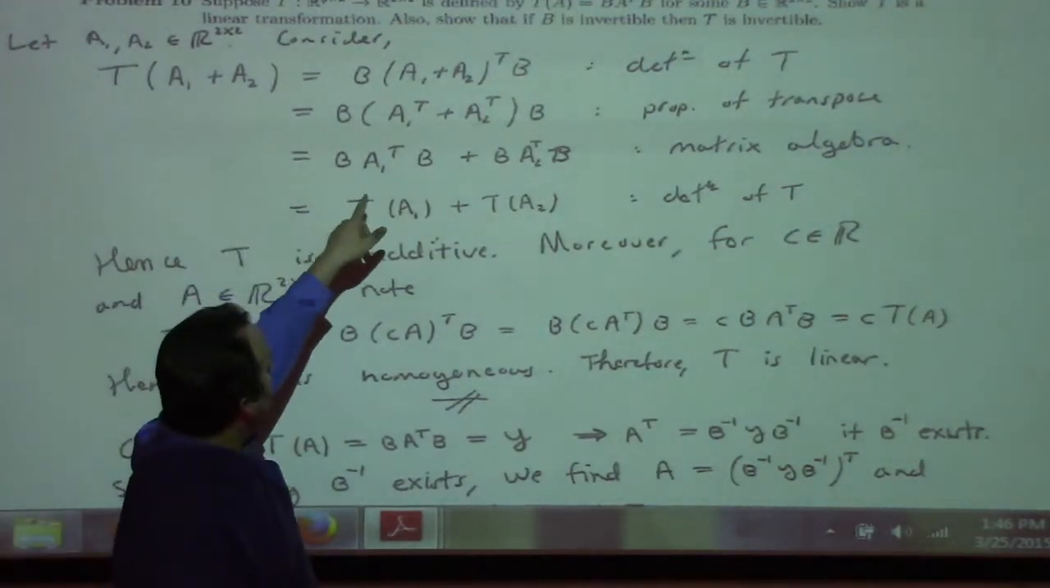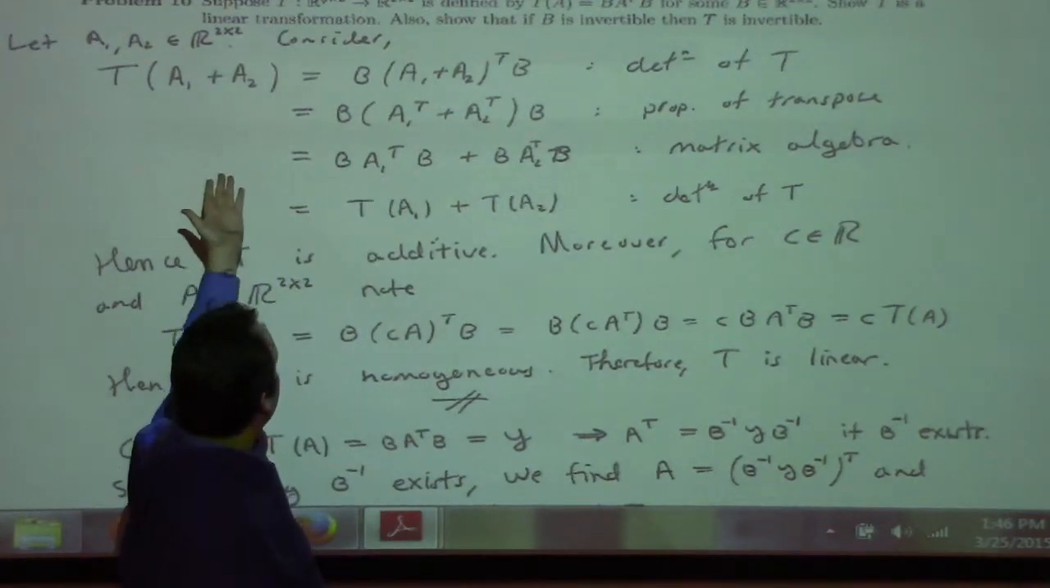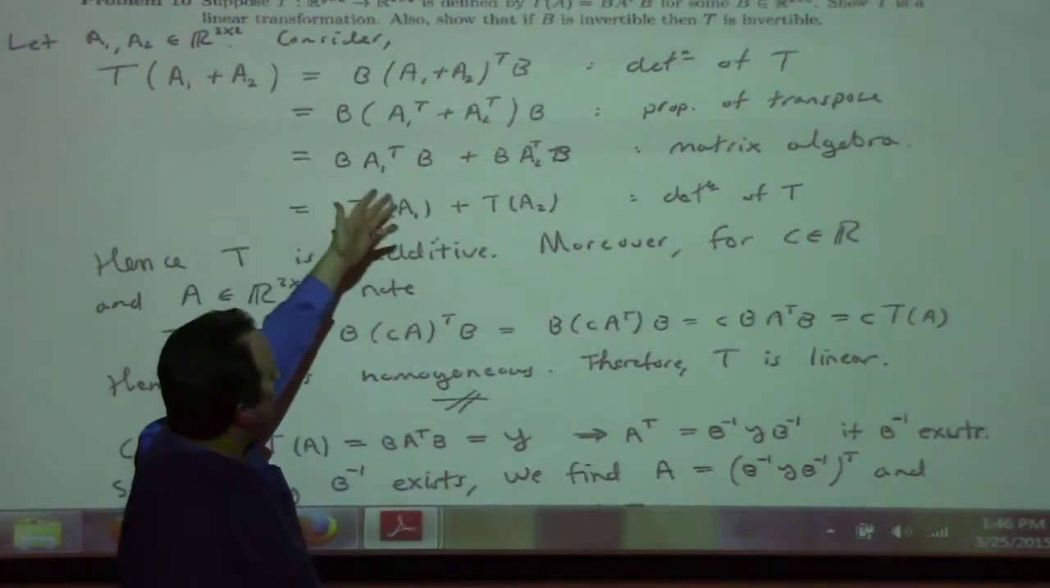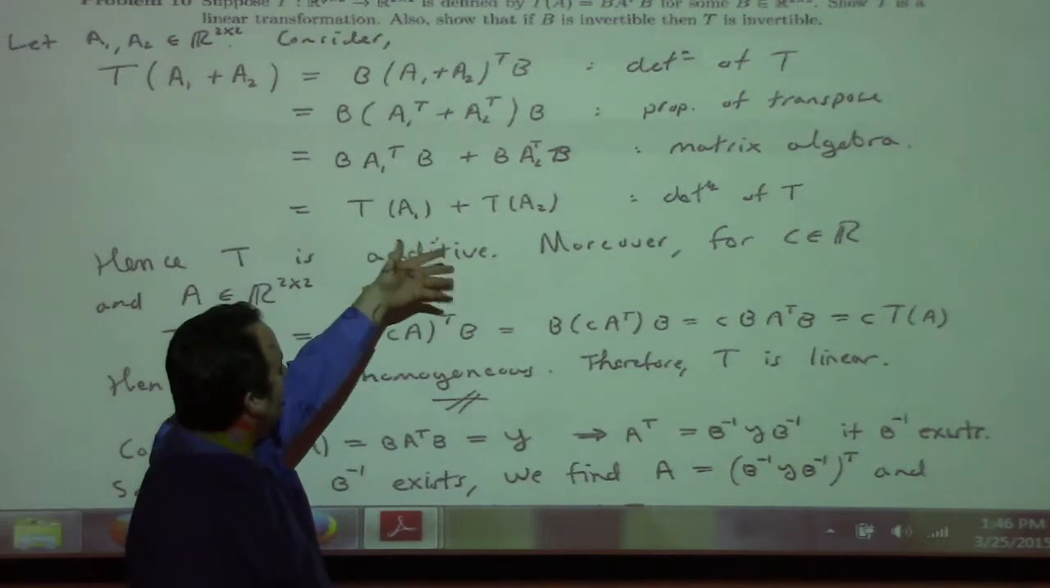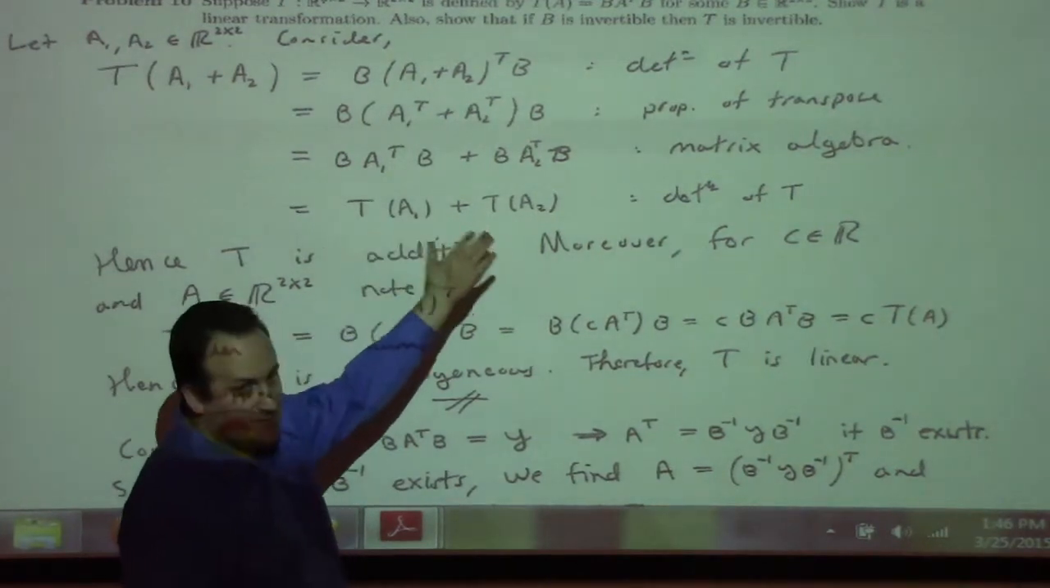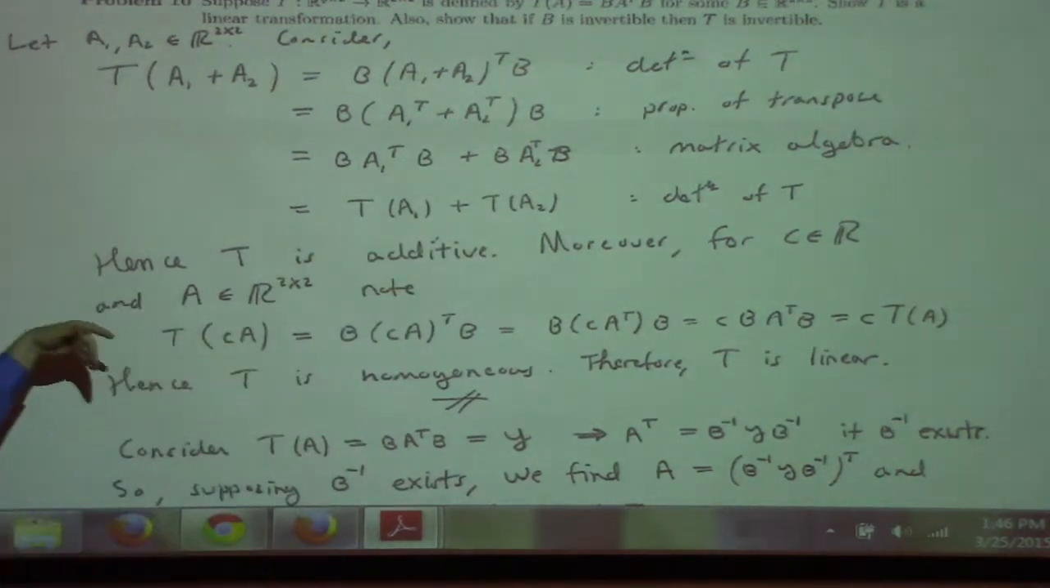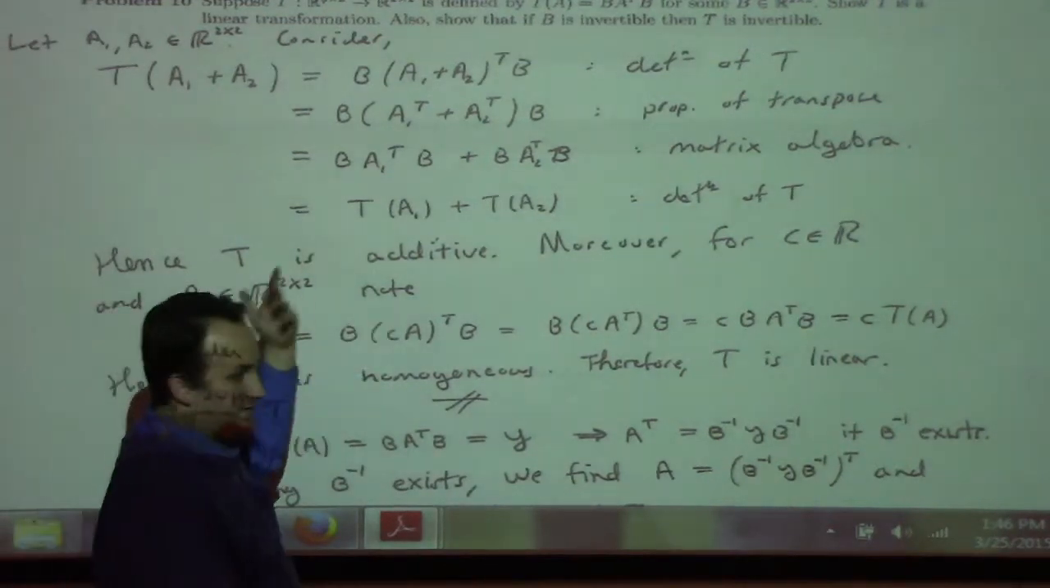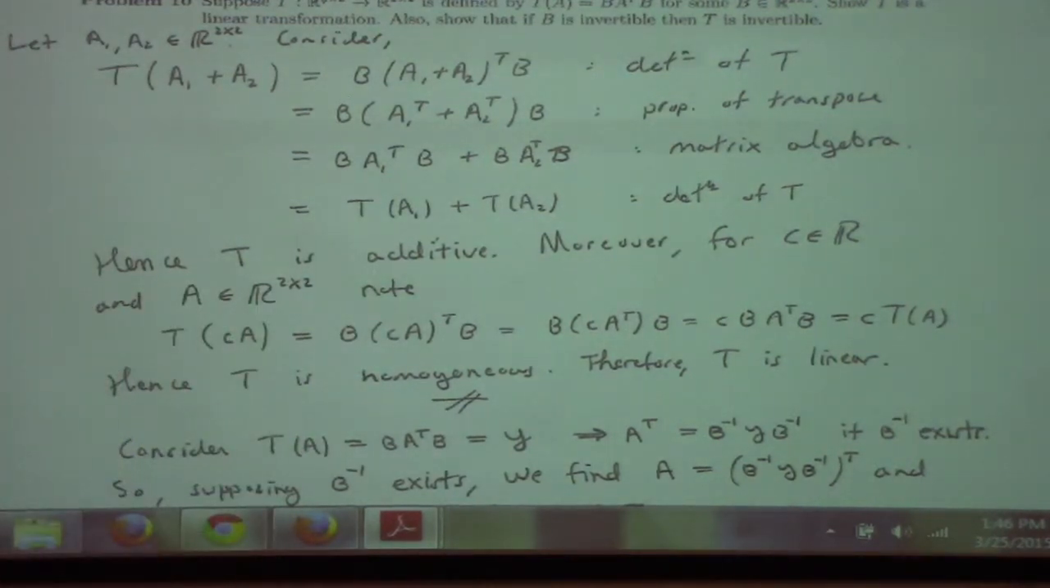So there it is. I just feed it a linear combination, A1 plus A2, use the property of transpose, matrix algebra, bam, TA1 plus TA2. It's additive. And a similar argument shows it's homogeneous. Any questions about that? Yeah. Okay.